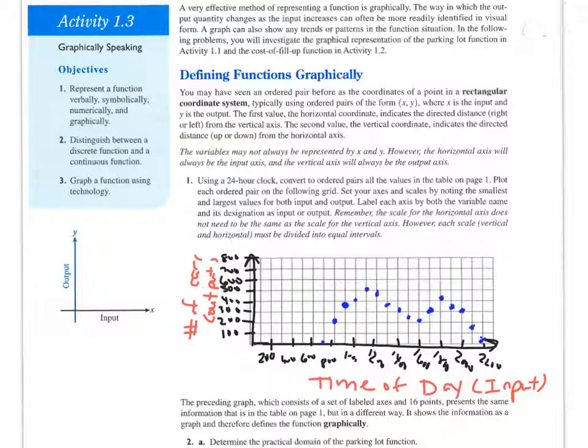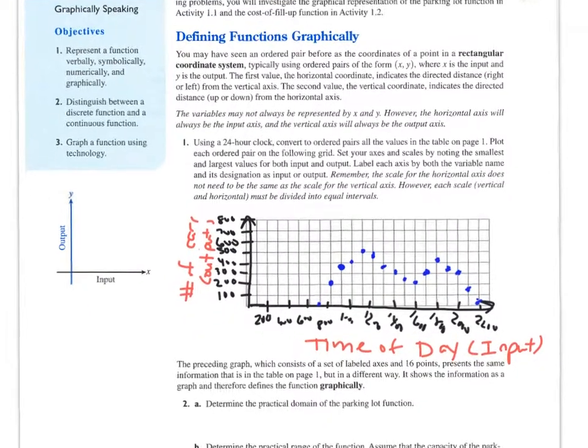If you look at page number 1, there was a table in the very first activity, talking about how many cars are in a parking lot per time of day. So they wanted us to take that big table of values and just graph it. So that's what I've done for number 1 here. I've already plotted all these points.